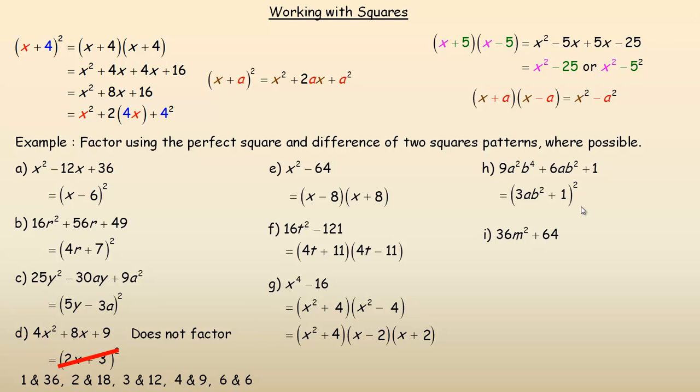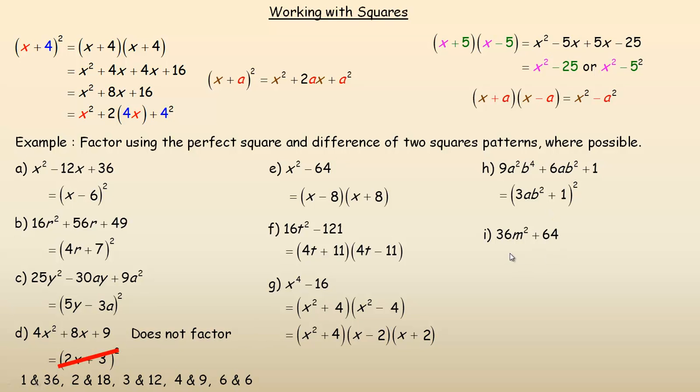Again, you can check this. If you square 3ab squared, 3 squared is 9, a squared would be a squared, b squared squared would be b to the fourth. Remember, you multiply the exponents when you have a power of a power. 1 squared is 1. Now, if we multiply 1 by 3ab squared, you get 3ab squared. And remember, you double it because there's 2 of them. Remember the factoring pattern here? So 3ab squared doubled would give you 6ab squared. So it does check.